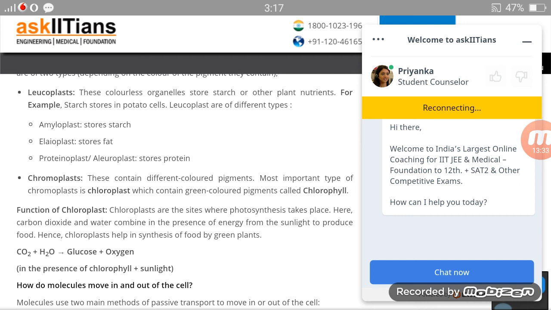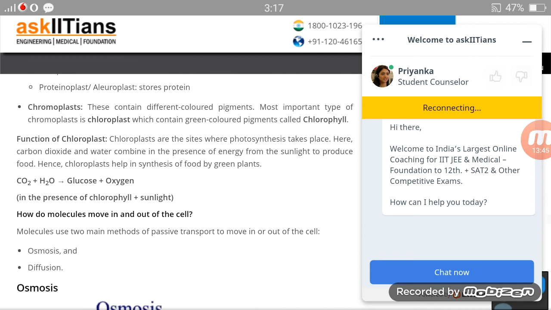Leucoplasts are of different types. Amyloplast stores starch. Elaioplast stores fat, and proteinoplast always stores protein. Chromoplasts contain different colored pigments, and the most important type of chromoplast is the chloroplast, which contains the green pigment called chlorophyll. And what is the function of chloroplast? Chloroplasts are the site where photosynthesis takes place. This is also an objective type question. Here, carbon dioxide and water combine in the presence of energy from sunlight to produce food. Hence, chloroplasts help in the synthesis of food by green plants.